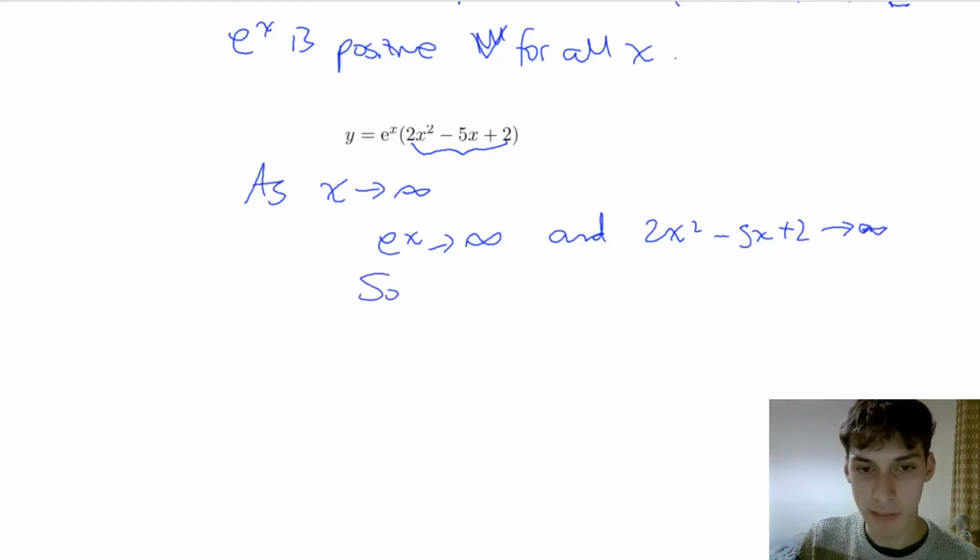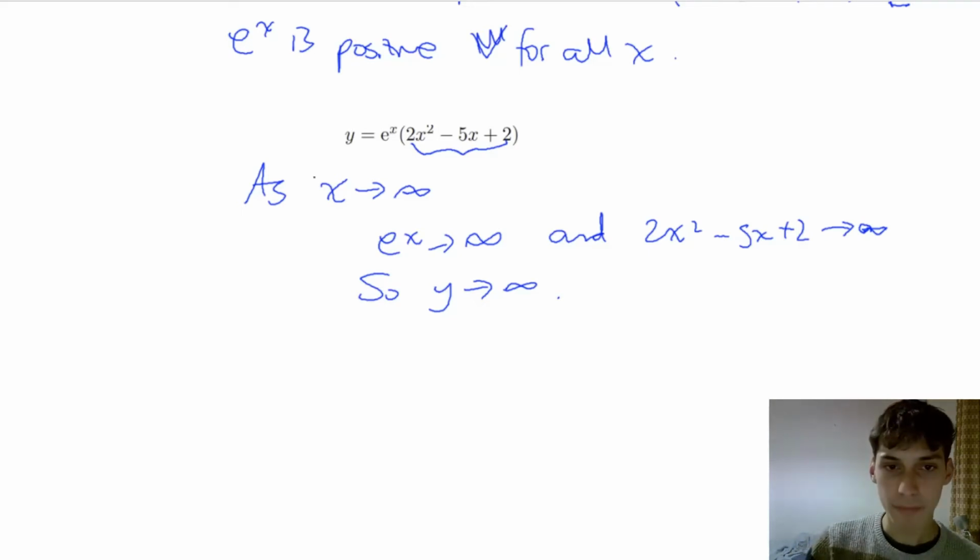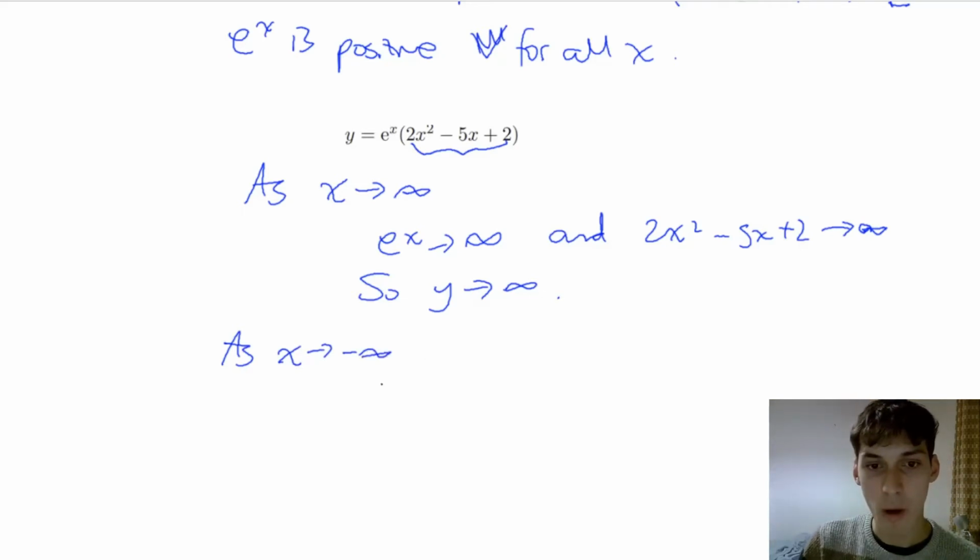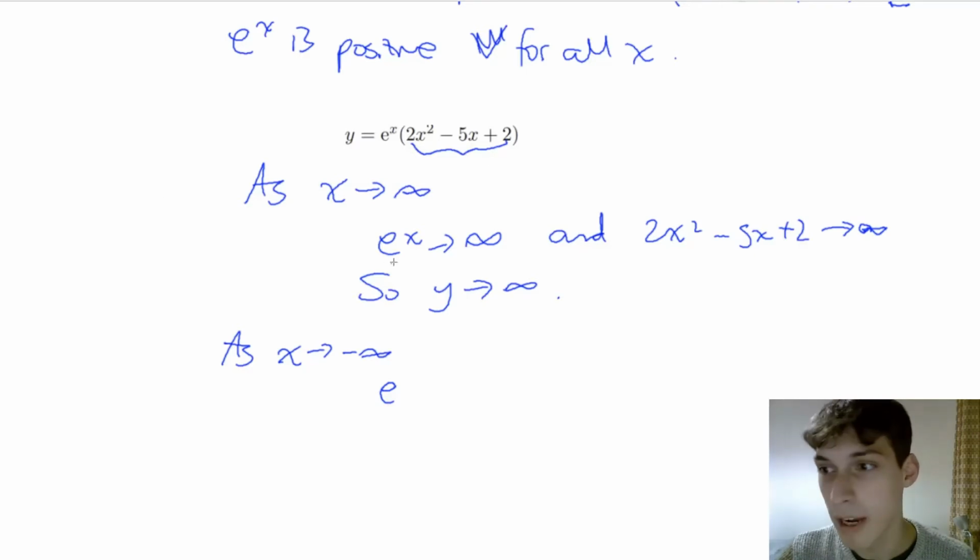So y approaches infinity. Okay, so that means we know that as we go to the right side of the graph, it is going to go upwards into the top right quadrant. And as x approaches negative infinity, we have, well, e to the x approaches infinity, but this polynomial here might approach negative infinity, might approach positive infinity.